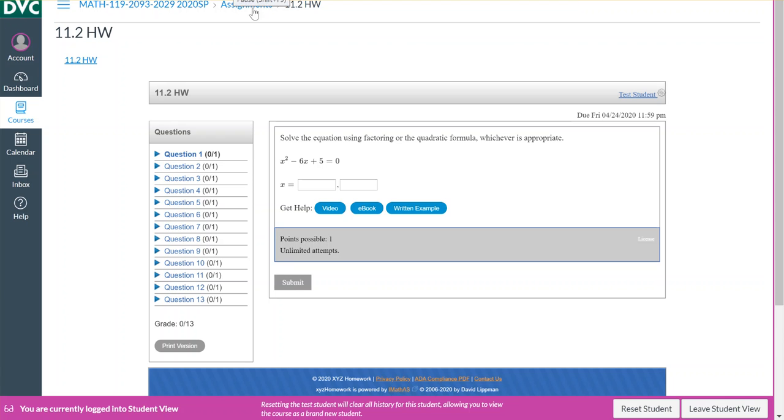In this video, we're going to do a problem that's similar to question 1 from homework 11.2. The directions are to solve the equation x squared minus 6x plus 5 is equal to 0 using factoring or the quadratic formula, whichever is appropriate. We're going to do a similar problem on Scratch, and we're going to actually do it both ways, one way by factoring, the other using the quadratic formula.